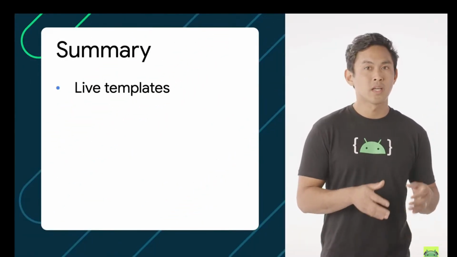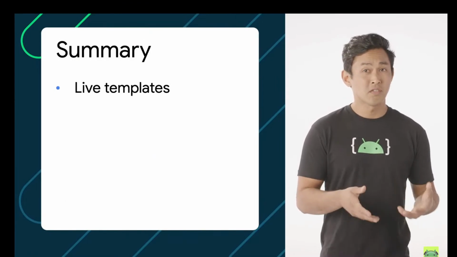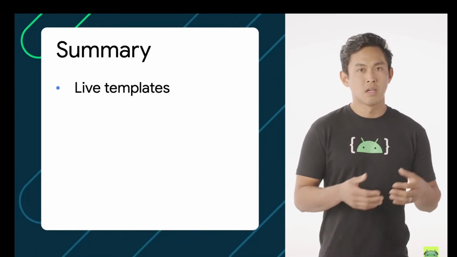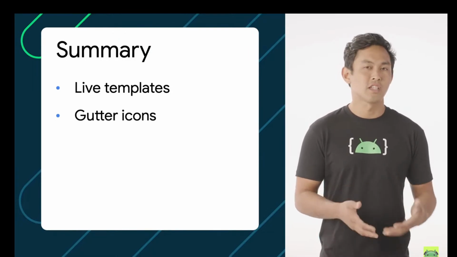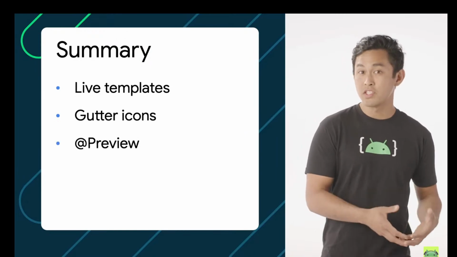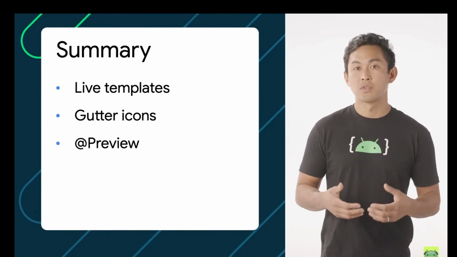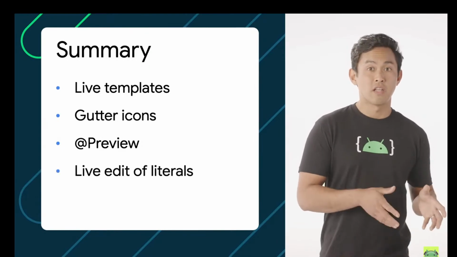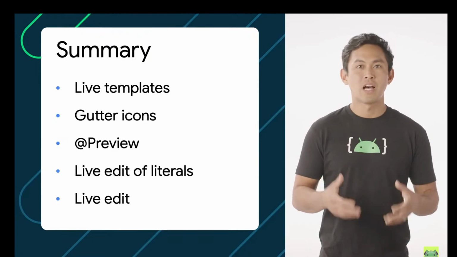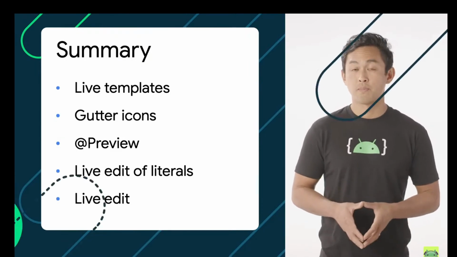And that's it. That covers a lot of the helpful tooling provided by Android Studio to help us develop apps much faster in Compose. To summarize, with live templates, we can insert common code snippets much faster using abbreviations. Contextual gutter icons allow us to quickly change things like images and colors. The add preview annotation allows us to see our composables without having to deploy the entire app to a device. Both the live edit of literals and live edit allow us to see code updates in real time.